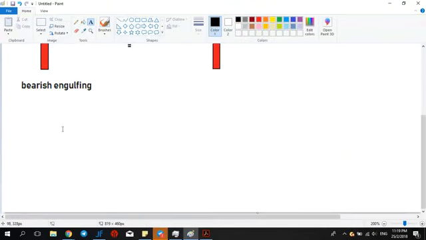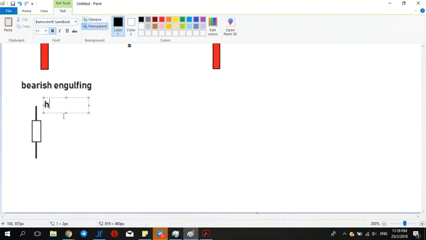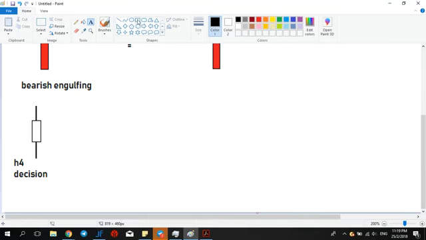For example, you find an H4. I cannot scroll down; this monitor is quite small, so I cannot draw very much. For example, we got the H4 candle. This is the H4 decision, for example. And then you got a very clean break, like that.